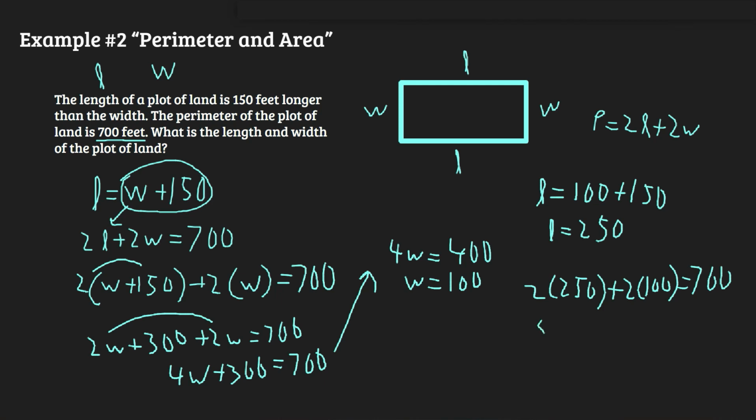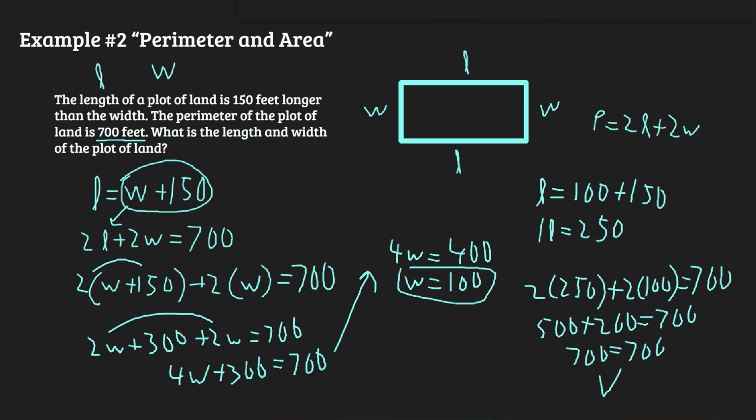So 2 times 250, that's 500. 2 times 100, that is 200. And yes, that is going to be equal to 700. So 700 is equal to 700. That is the right answer. So my answers here are the width is 100, the length is 250. And that's how we do the perimeter and area problem.